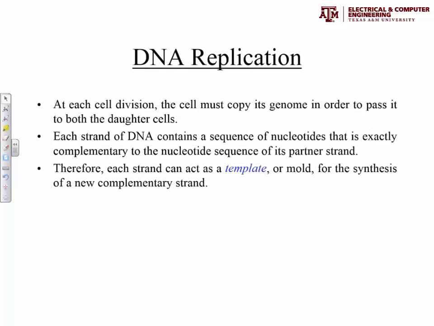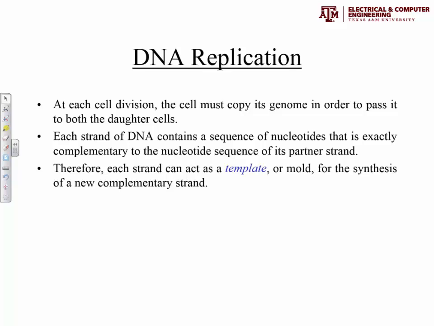Now, every time the cell divides, it is going to make a copy of itself, all right? So the two daughter cells will have to be identical. So at each cell division, the cell must copy its genome in order to pass it on to both the daughter cells. Now, each strand of DNA contains a sequence of nucleotides, which is exactly complementary to the nucleotide sequence of its partner strand, right?